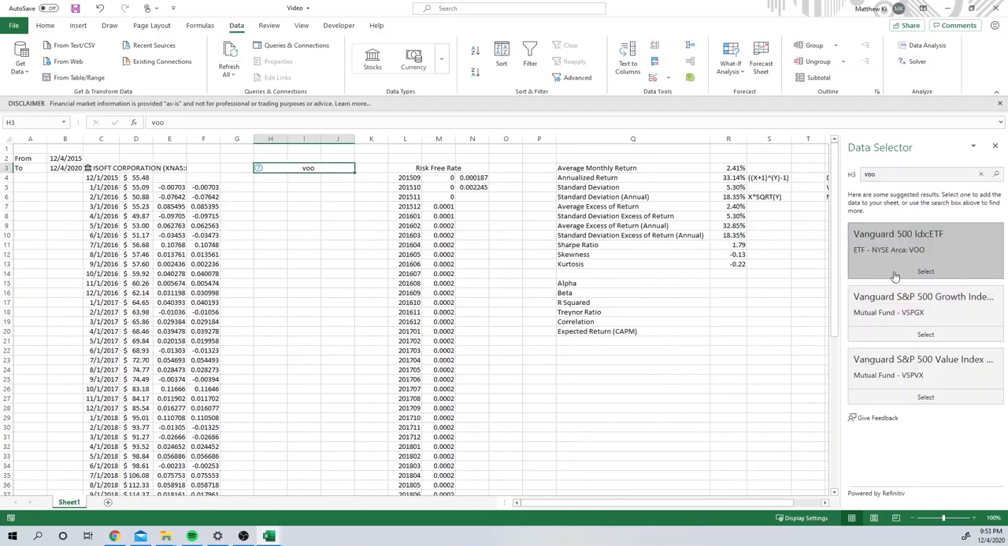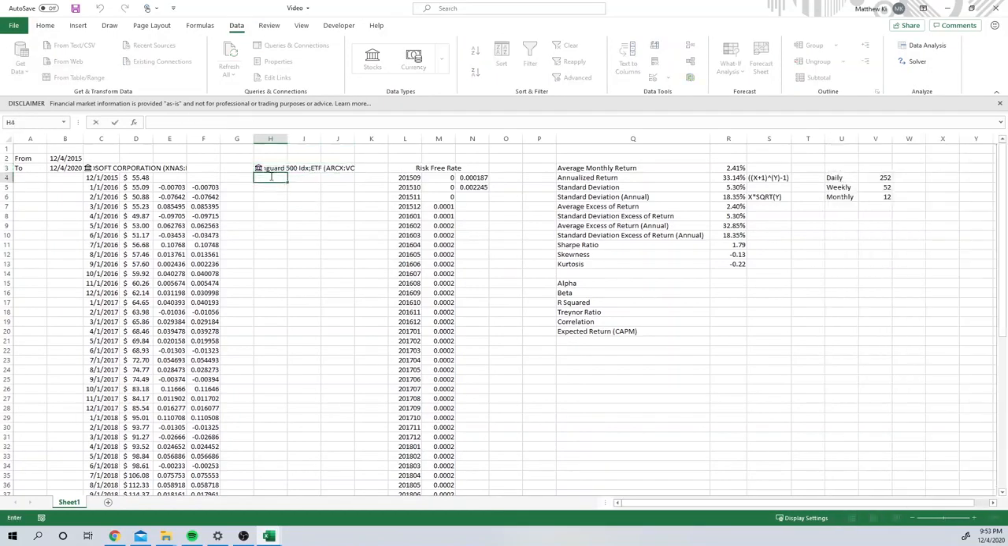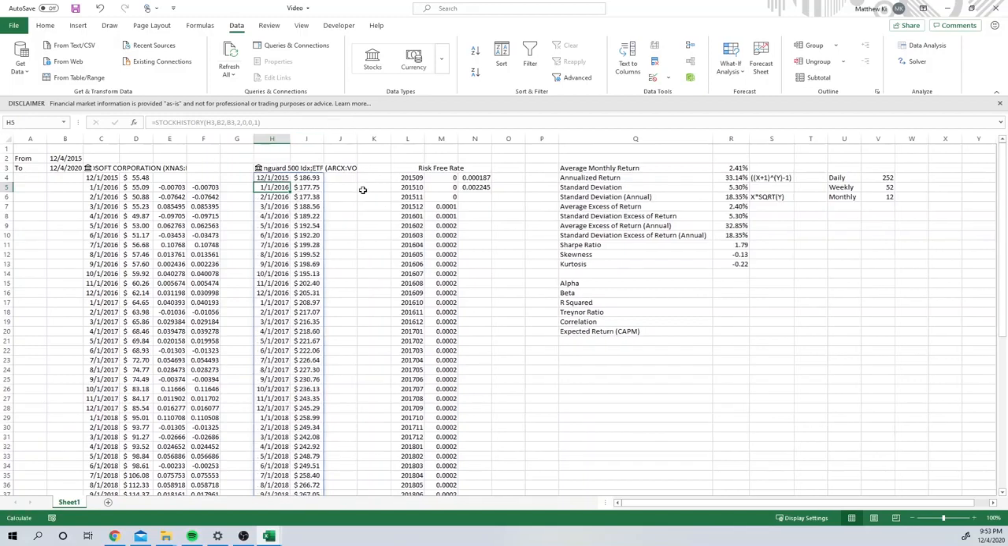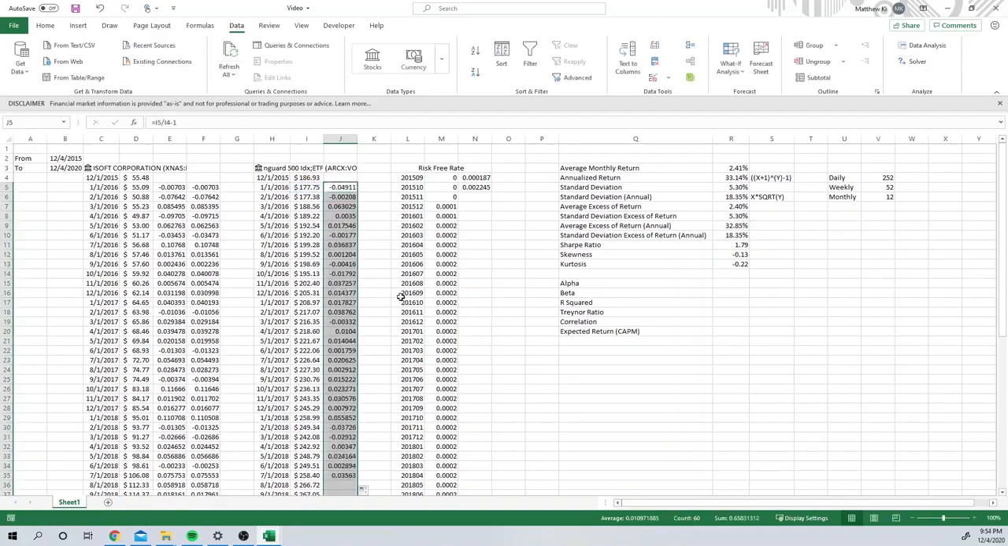So I use VOO. It tracks the index. So we gotta do stock history again. Stock history, stock, start date, end date, interval, headers. Open. Nope, date. Sorry. Close. Enter. There we go. There's our data. Now we got to calculate the change again. So we take this divided by this minus 1. Carry it down. Now we can calculate alpha, beta, R squared, Treynor, correlation, CAPM.